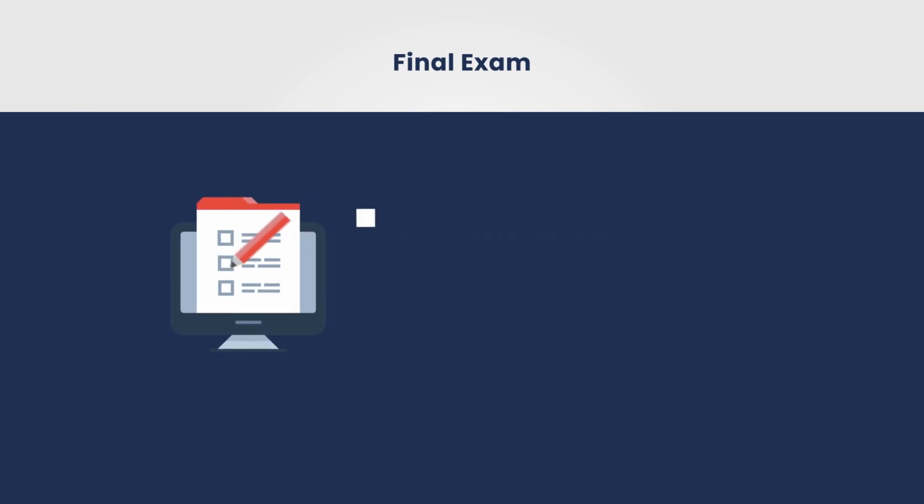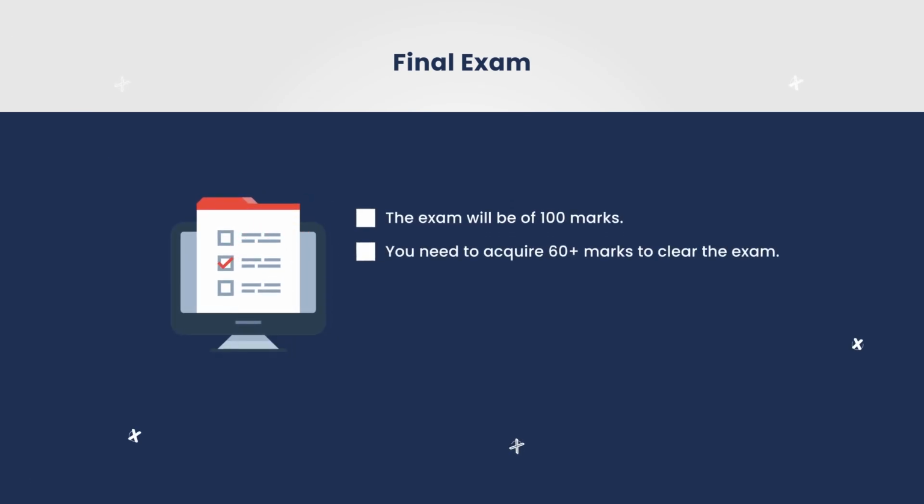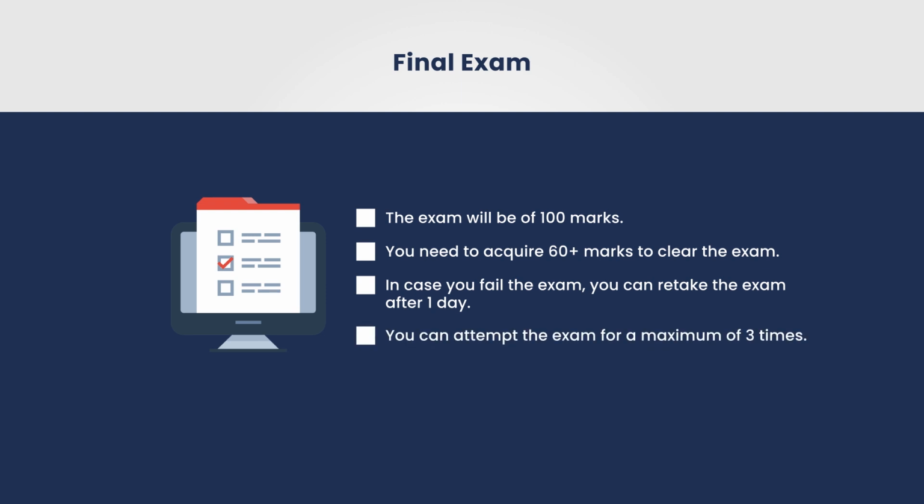The exam will be for 100 marks, and you need to acquire at least 60% marks to pass the exam. If you fail the exam, you can retake it after 1 day. A total of 3 attempts are allowed. However, if you fail to get at least 60 marks after 3 attempts, then you will need to contact the Blockchain Council team to get manual assistance for clearing the exam.